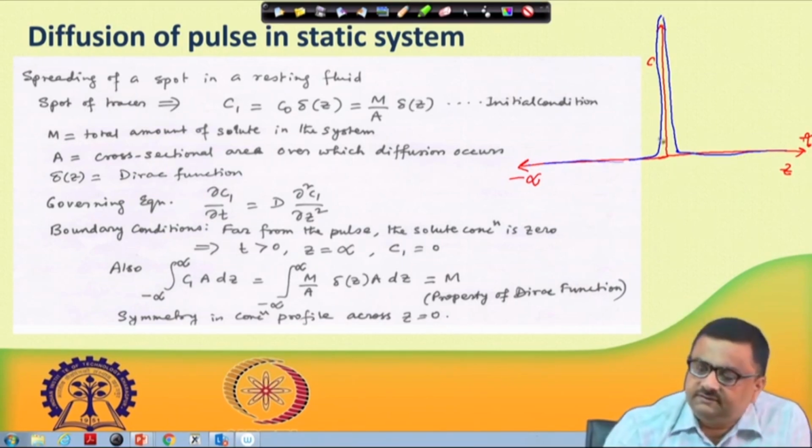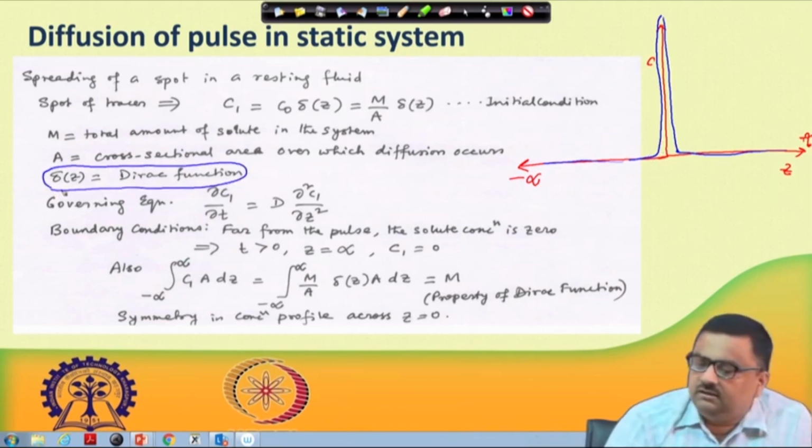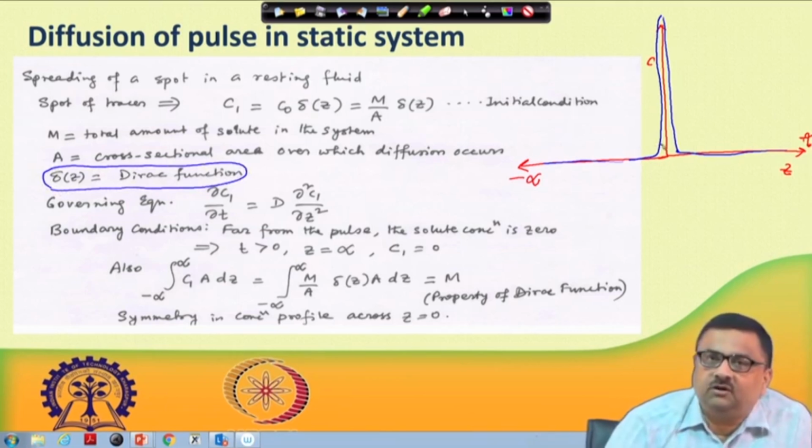This is simulated here as a Dirac delta function. This is a Dirac function delta z. So, this is the Dirac function. Okay. So, a spot of ink was placed at z equal to 0. We are treating this as a one dimensional problem.